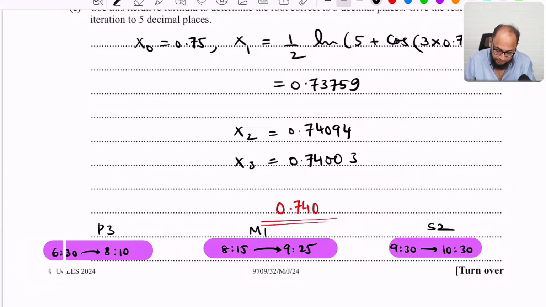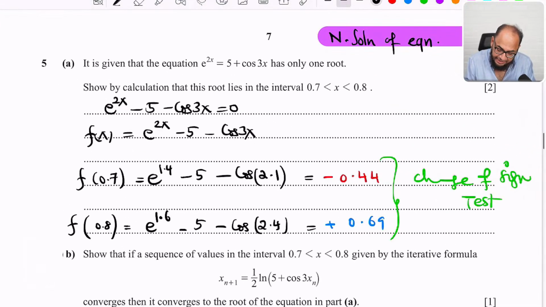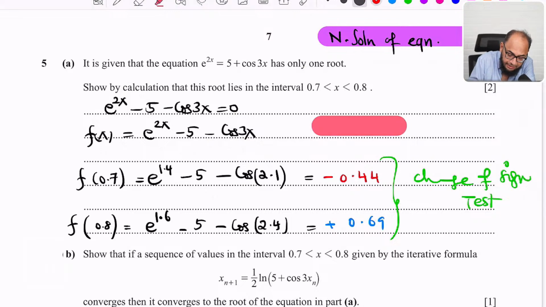Okay, let's proceed. Now over here, it says it is given that the equation has only one root. Show by calculation this root lies in the interval 0.7 to 0.8. The very first thing is to take everything to one side of the equation, preferably the left hand side. So therefore, e^(2x) - 5 - cos 3x = 0, and f(x) = e^(2x) - 5 - cos 3x. Make sure your calculator is in the radian mode, that is a must, because the angles are in radians.